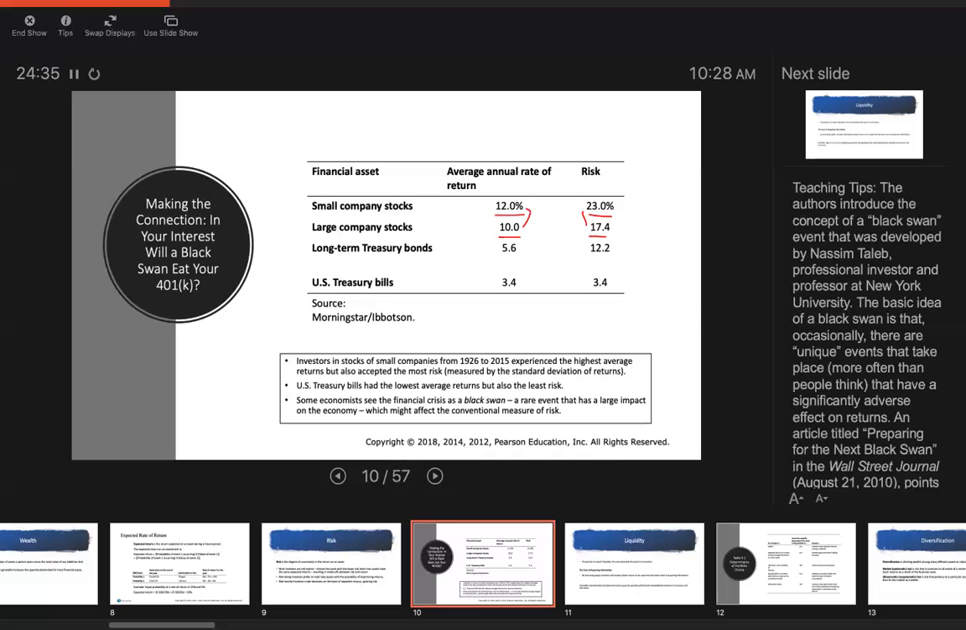Okay, and then as you can tell, bonds generally pay out much lower. So on average you can earn 5.6% on long-term treasury bonds, but they're also much less volatile, right? The risk is much lower. And government bonds, US treasury bills, as you can tell, have the lowest return, 3.4% on average, but they also have the lowest risk of 3.4%. And here you can see straight away that there is a positive correlation between risk and return.